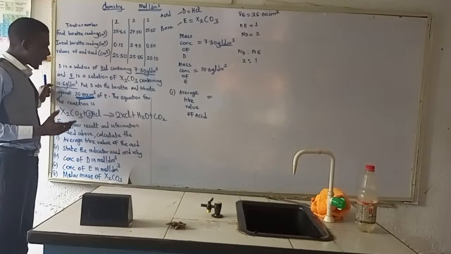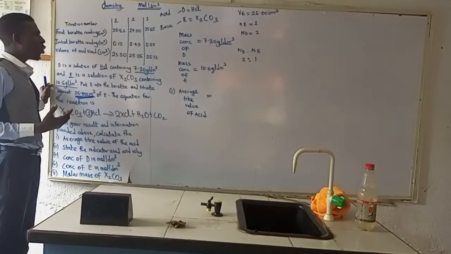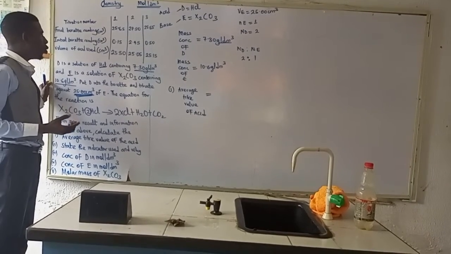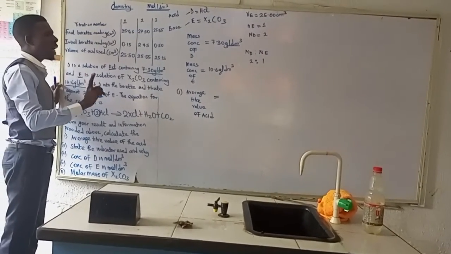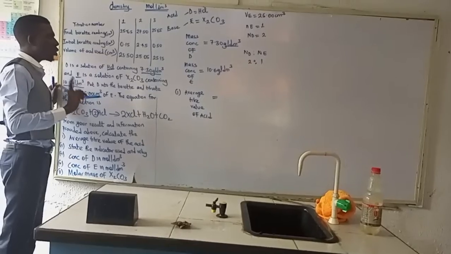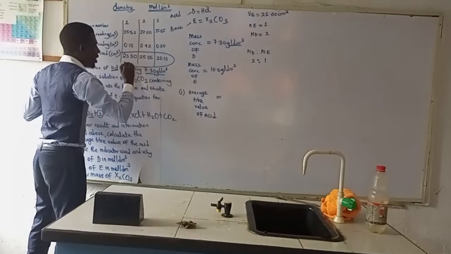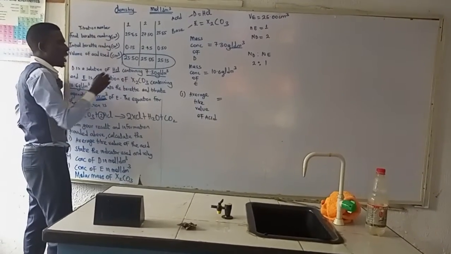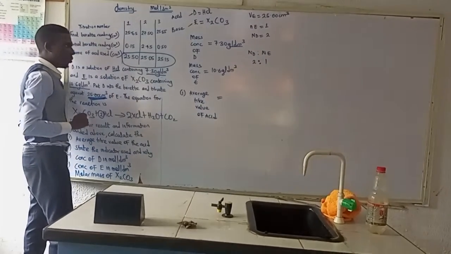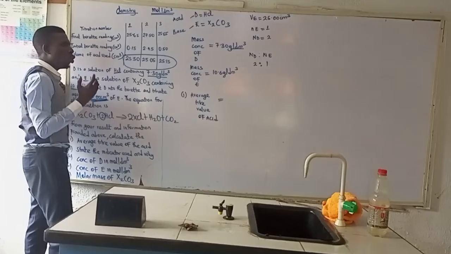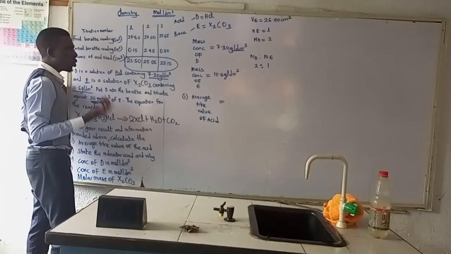25.65 minus 0.50 will give us 25.15. But according to the question, they ask us to calculate the average titre value. For us to calculate the average titre value, we look at the volume of acid, and we look at the values that are consistent. We have three volumes of acid: 25.50, 25.05, and 25.15. In this question, we will do comparison. We look at them to see the value that is actually consistent.